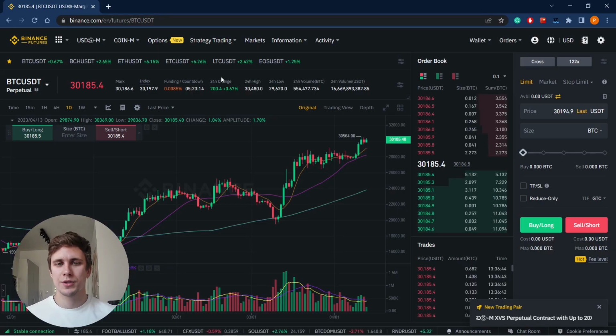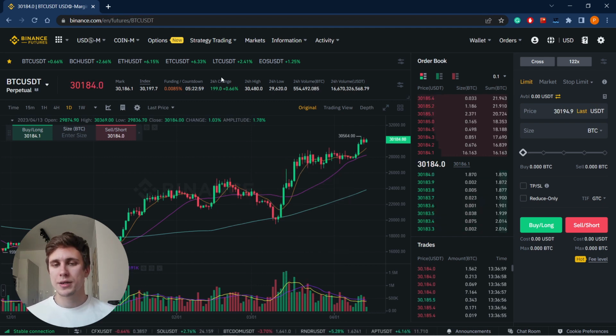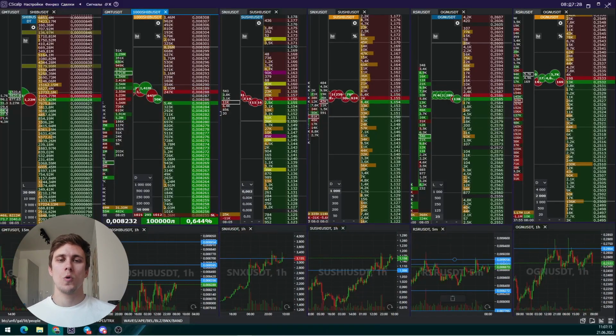Many newcomers try to trade through web terminal and sacrifice one or even all aspects I listed. That's why we should use high accuracy trading terminal. Otherwise, you have no chance to succeed in scalping. The solution is CScalp trading terminal. Why it's the best existing option?